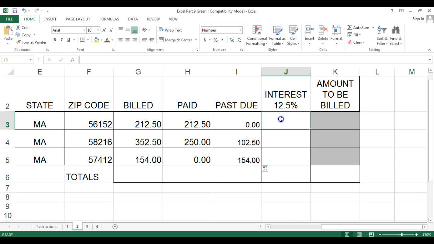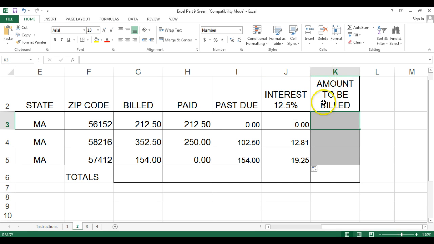Okay, now remember, we have to hand key it in. So I'm going to be in cell J3 right now. Equal sign, past due. It's alright if it's a 0. Remember, this has to do with formulas. We're doing the past due, and of course we have to multiply, use the star key. And like I said before, we cannot click on cell J2, so we actually have to key in 12.5 and then make sure that percent sign is there. Enter. Hopefully you came up with a 0, because that's the correct answer for that one. Copy the formula down, and then we're over to amount to be billed.